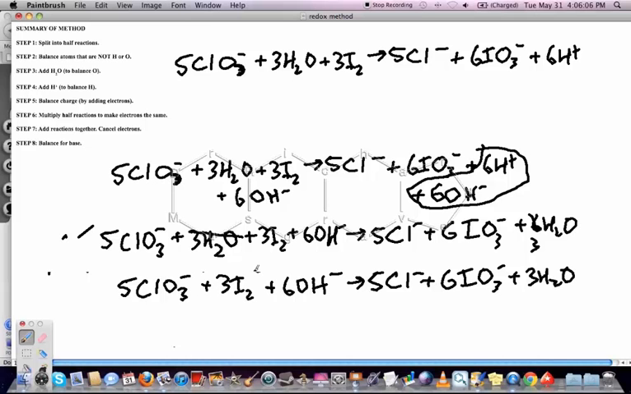We've got negative 5 minus 6 is negative 11. We've got negative 5 minus 6, that's negative 11 as well. So charge is balanced. Cl, we've got 5 Cls, 5 Cls. I2s, we've got 6 I2s, we've got 6 Is over here.